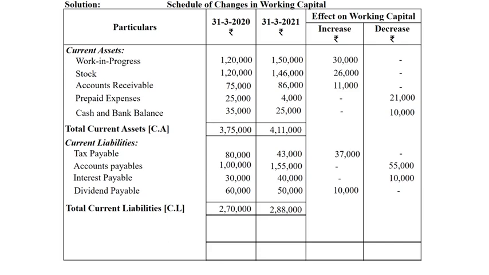Now find the difference between total current assets and total current liabilities. 3,75,000 and 2,70,000, current assets and current liabilities respectively. Difference between those two is 1,05,000. And 4,11,000 minus 2,88,000, current assets minus current liabilities, 1,23,000. Again 1,23,000 is the highest. Take it down. Then compare it with the previous year.